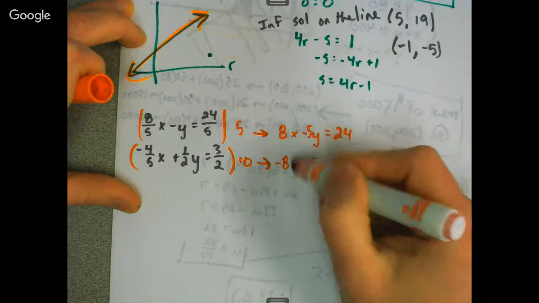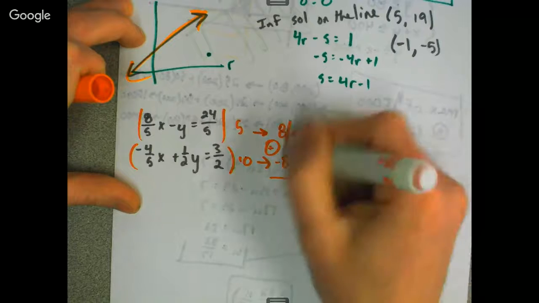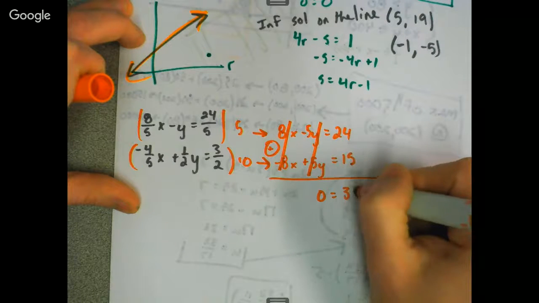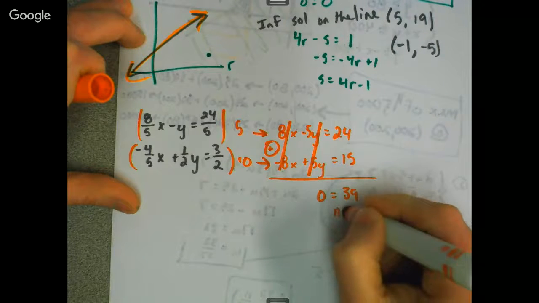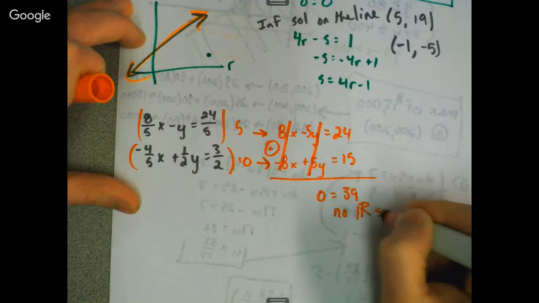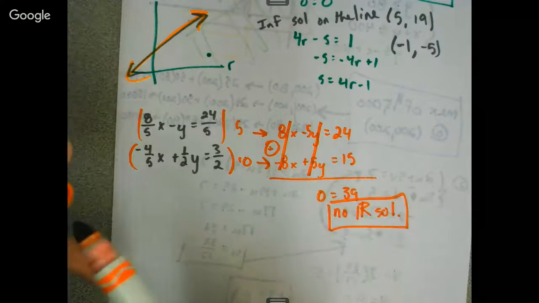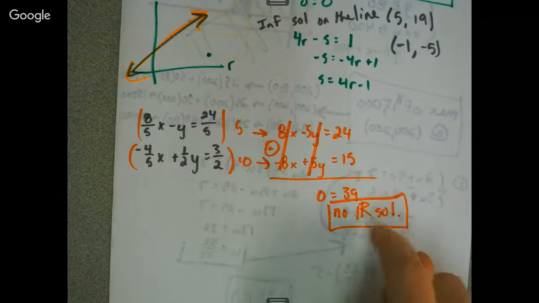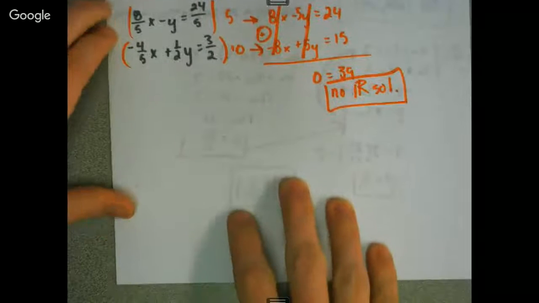So then to eliminate your x's here, we'll just add. So those cancel and those cancel, so you get 0 equals 39. And anytime you get an untrue value, it is no solutions, but it's actually no real solutions because there are probably some imaginary or complex solutions to this, but we're only looking at real solutions.